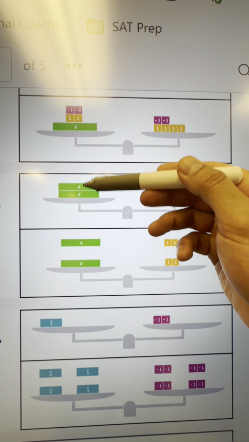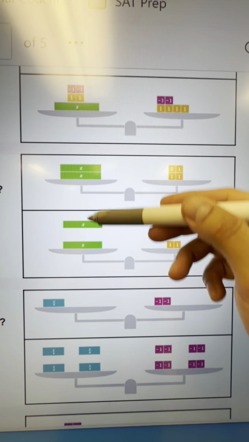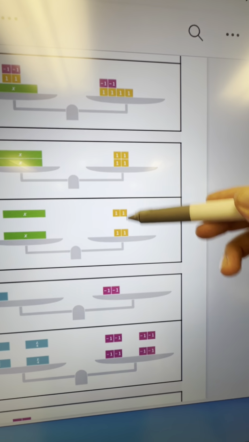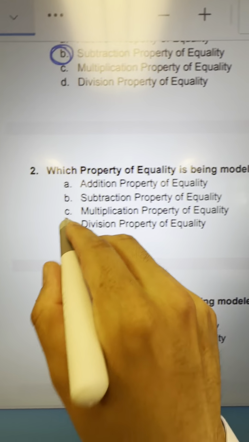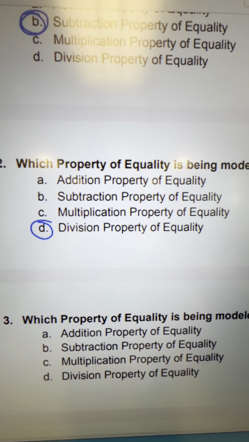Number 2, same question. They want to know what property is being used. Here we have 2x equals 4. They split these up into two equal groups. By splitting it up into two equal groups on both sides, this is called division property of equality.